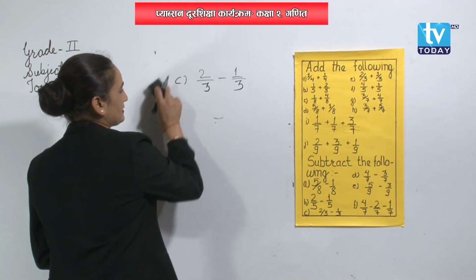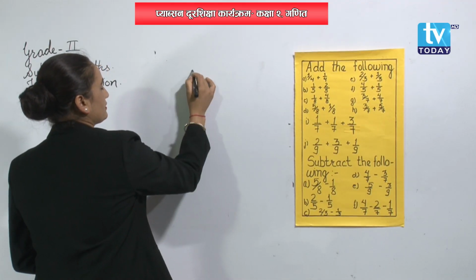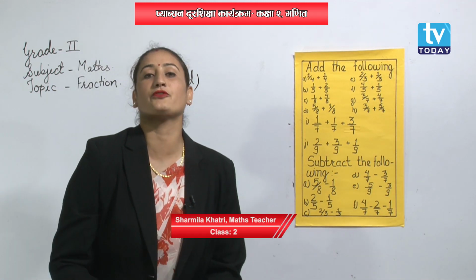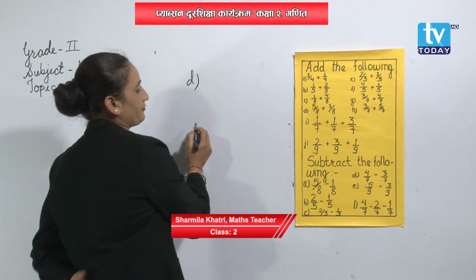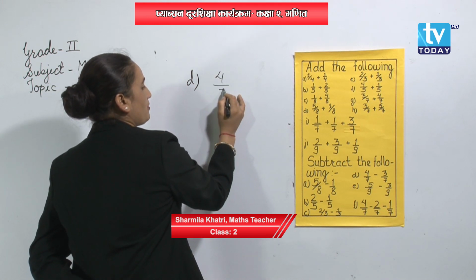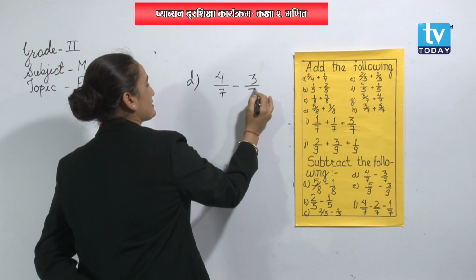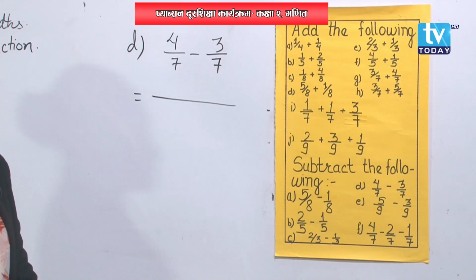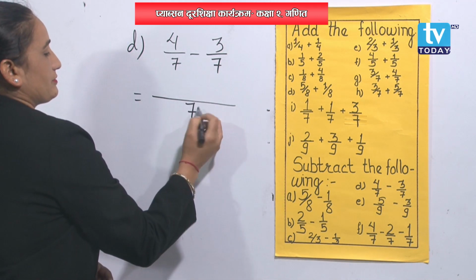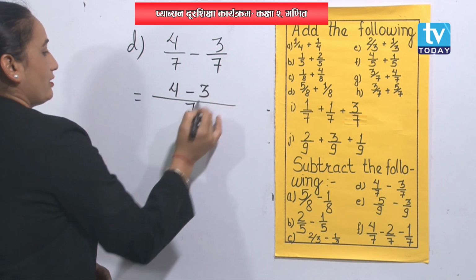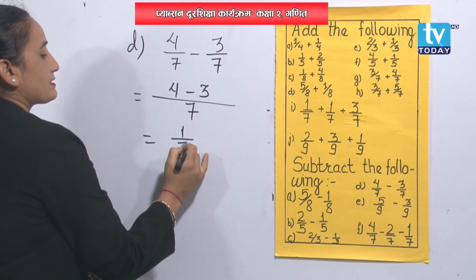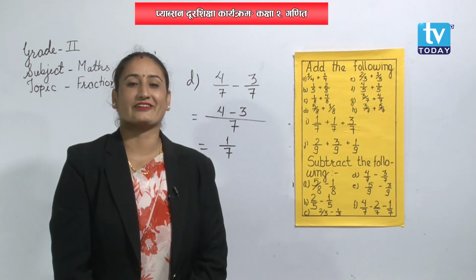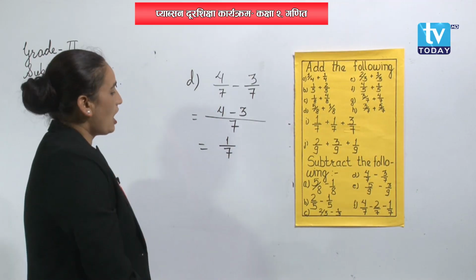Okay, now see, D. 3 questions of subtraction are completed. It's number 4. Now, student, in number 4, there is 4/7 and 3/7. Can we subtract it now? Okay. 7 should be written here. 4 minus 3 equals 1/7. Are you writing the same answer? Of course. Right, students? Okay.